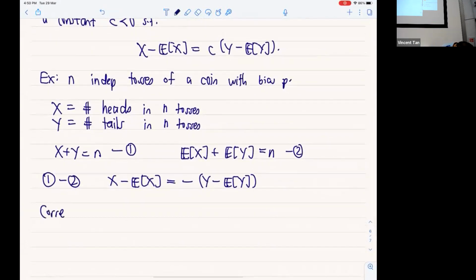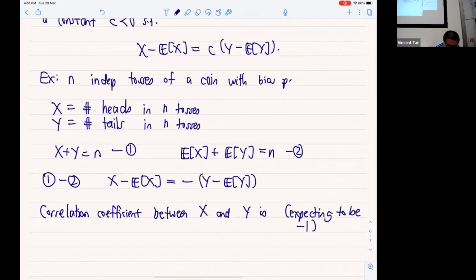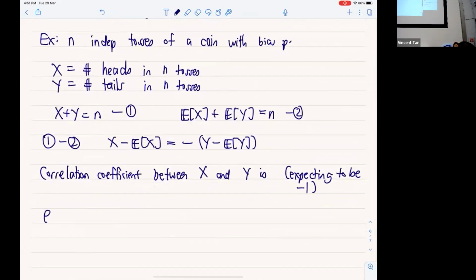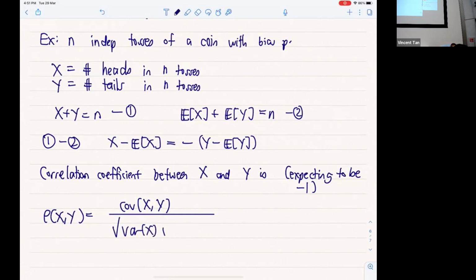So the correlation coefficient between x and y, we are expecting it to be -1. Let's show that it is -1. Let rho xy, the formula is covariance of x and y divided by the square root of the variance of x and the variance of y. That is the formula.